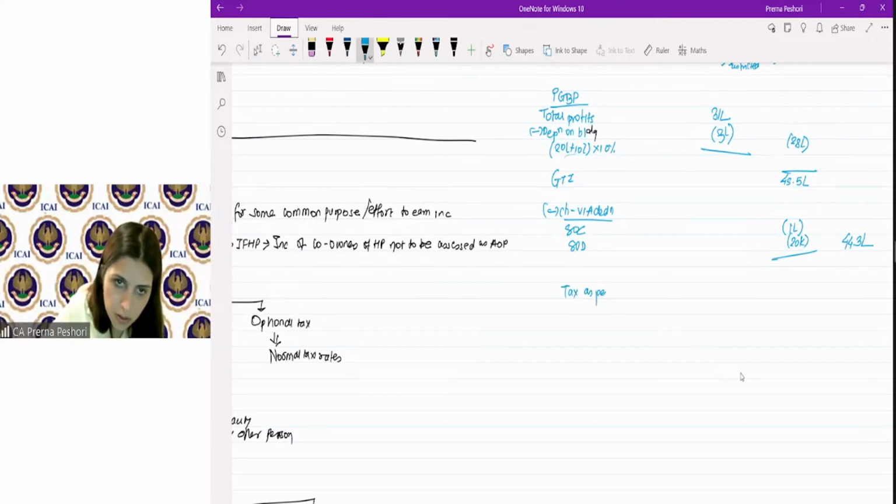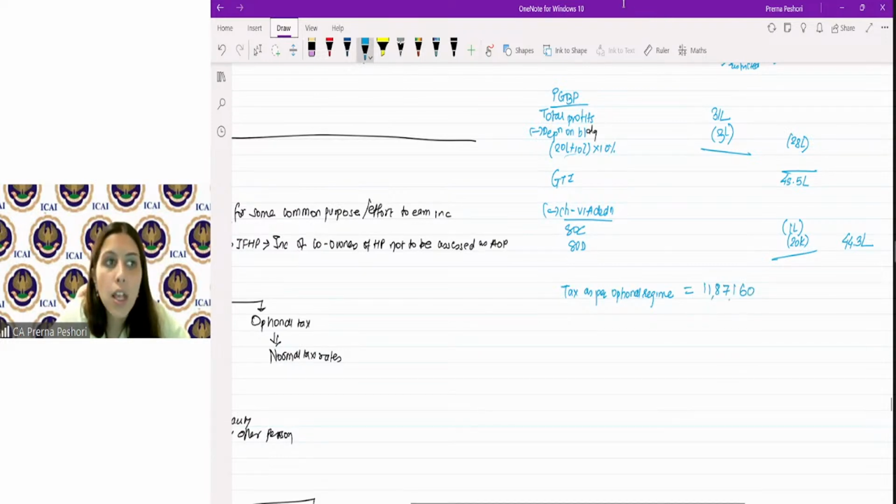Tax as per optional regime. Is it coming 11,87,160 by any chance? Yes, students, 11,87,160. Yes, correct, Rita. All of you, are you getting this much tax amount?